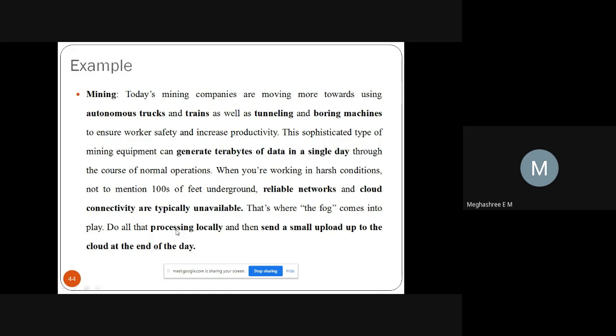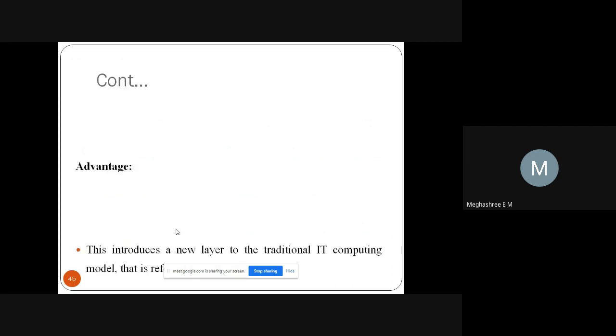Before, what was the procedure that was followed? Collect the data and then pass it to the cloud, where the processing used to happen. Whereas in this case, if you follow the fog layer in your IoT architecture, processing will be done locally, and then the processed data will be uploaded to the cloud at the end of the day. That is one simple example which explains why the fog layer is important.